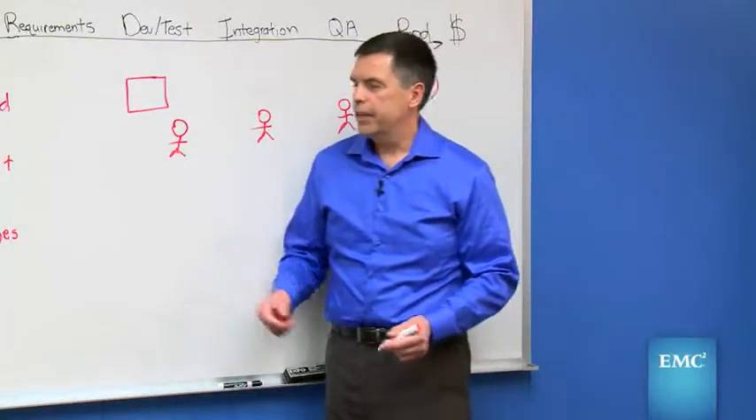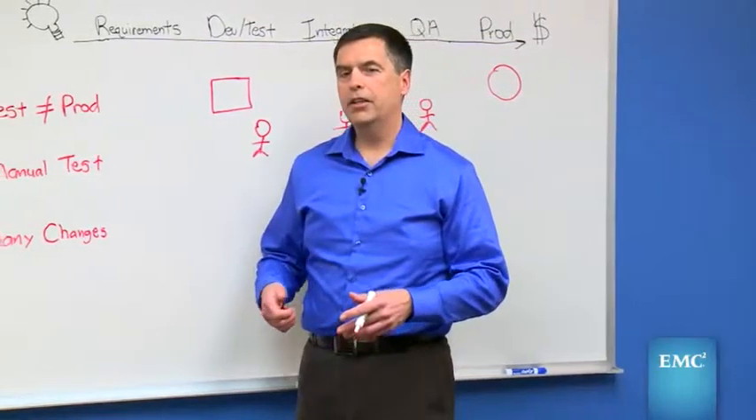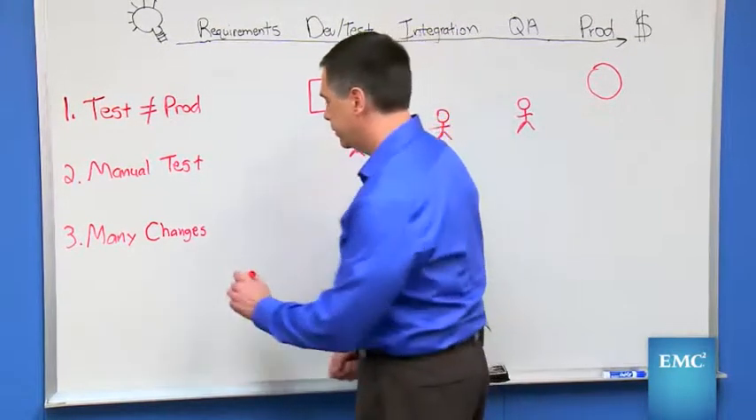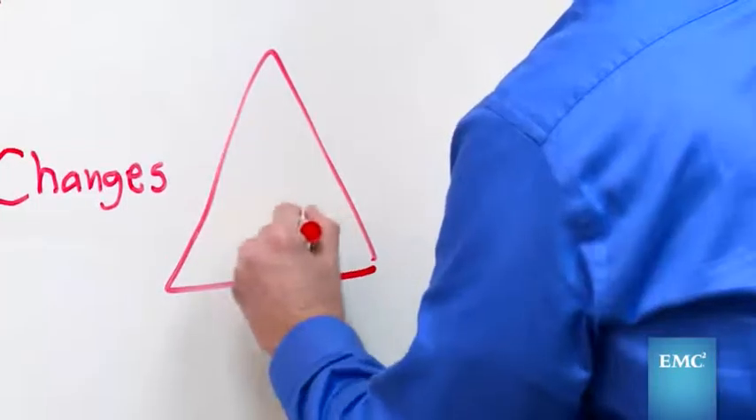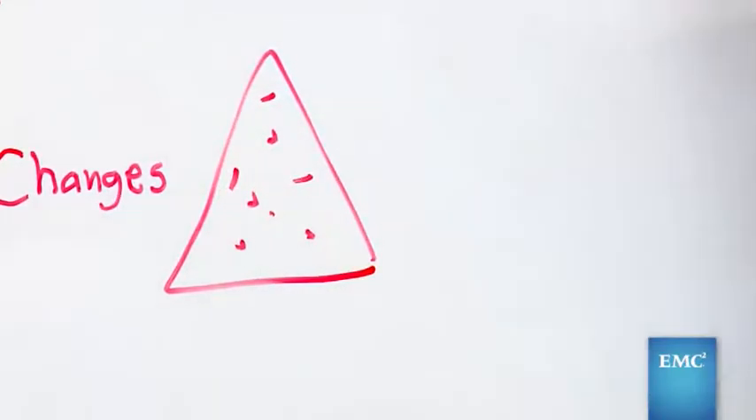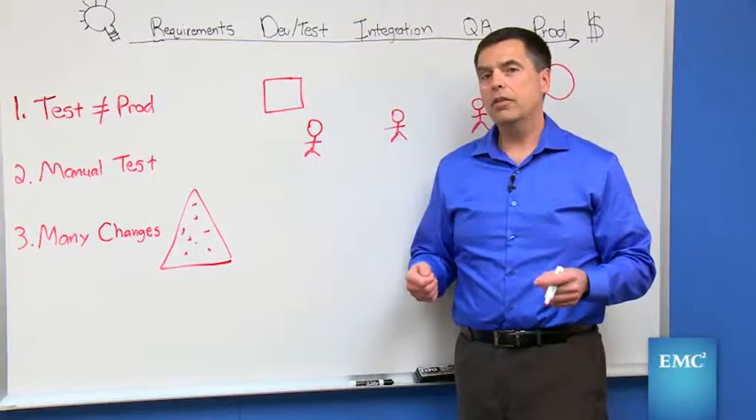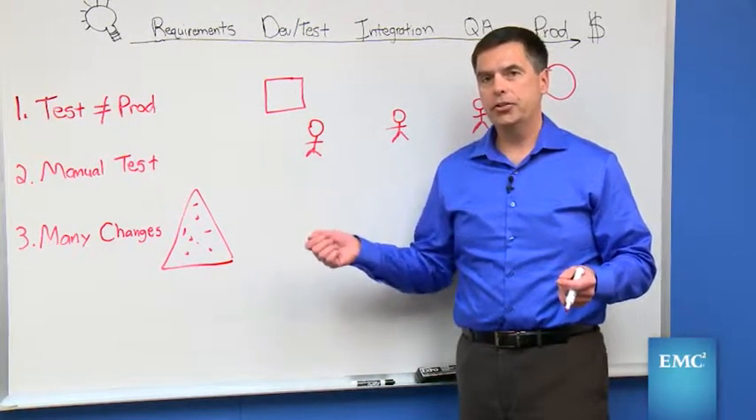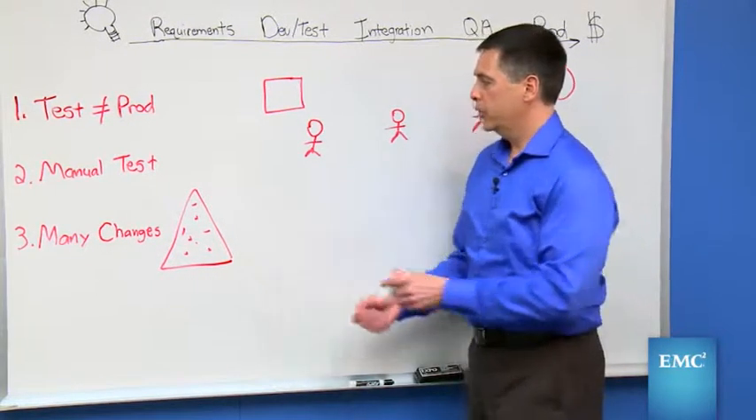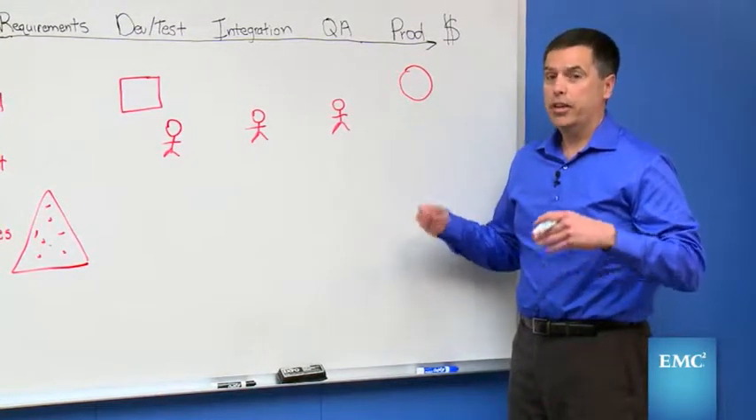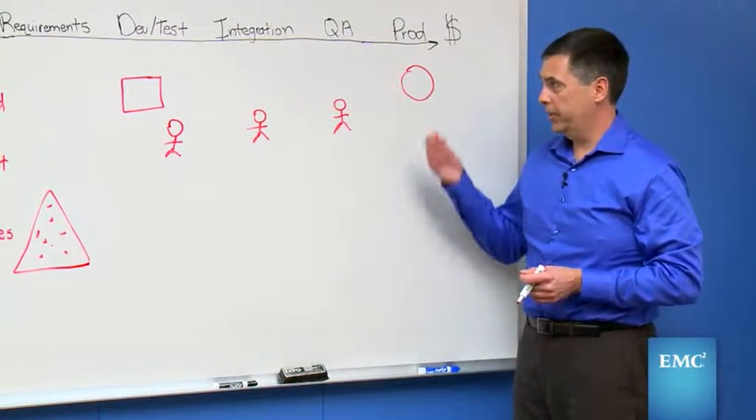A third reason is that a lot of our customers have a large number of changes that they're trying to put through the system at one time. So with so many changes, there are a lot of moving parts and a lot of opportunity to actually introduce errors into the system. Thus, when the application finally gets into production, all these moving parts can cause some problems with the application in production.